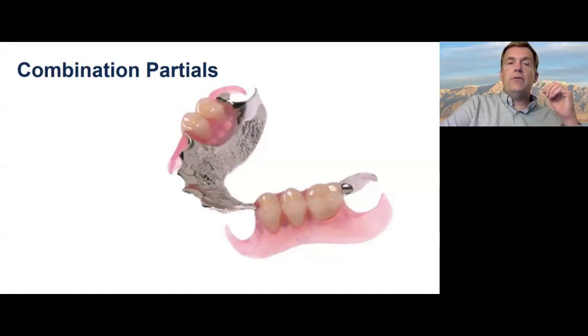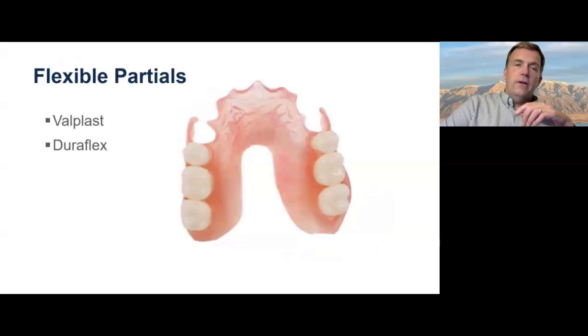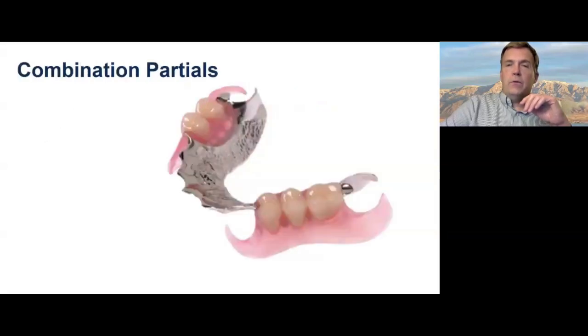But these can be a great solution for larger partials where you want the aesthetics of a flexible clasp, but you want the stability of a metal frame. Like this case, this would be a great combination case because you could make this whole palate out of, say, a horseshoe design, so you wouldn't have as much palatal coverage. This would be rigid, and then just process the saddles with the flexible to pick up those clasps.